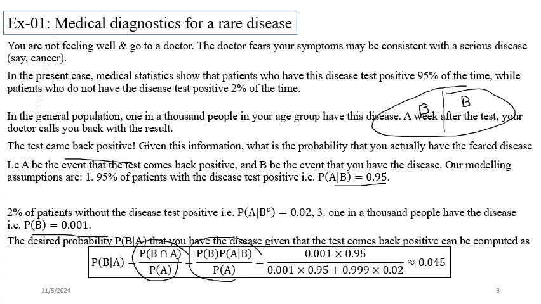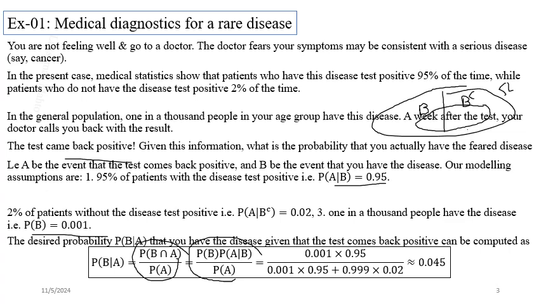Okay. And A is what? Here, this is test positive. This is the sample space. What is the probability of A? How will you compute it? Probability of A intersection B plus probability of A intersection B complement. Are you getting the meaning of this or not? So this is A, probability of A.